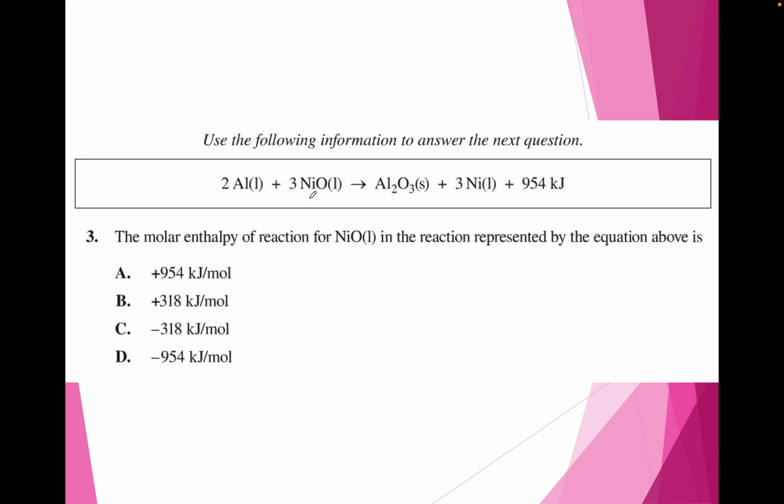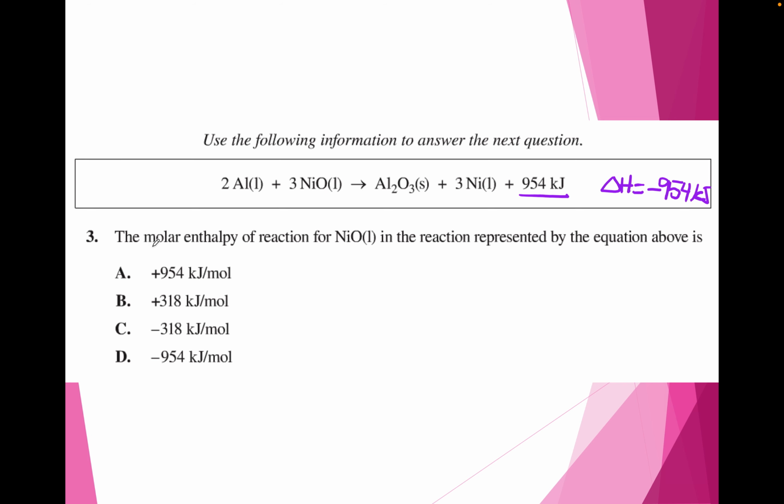So taking a look at this one before we get into some harder questions, here we have a chemical reaction. You do have that enthalpy given. It's on the product side. So if you took that out of the equation, because it's on the product side, you would make it negative. So negative 954 kilojoules is the enthalpy of this reaction.